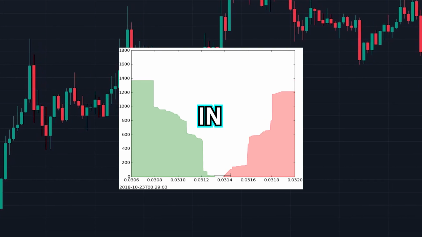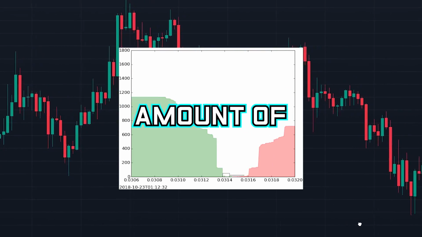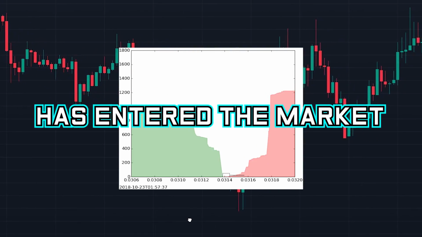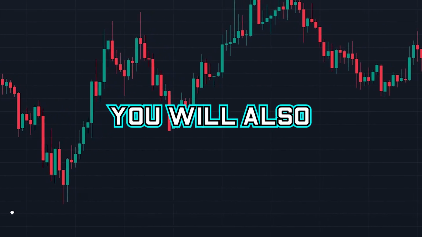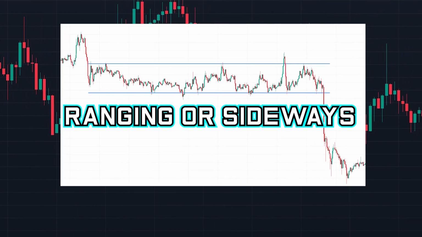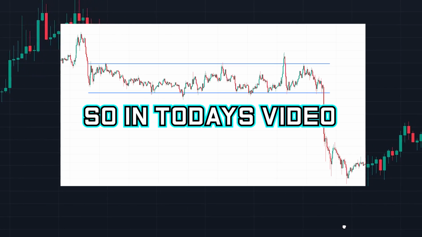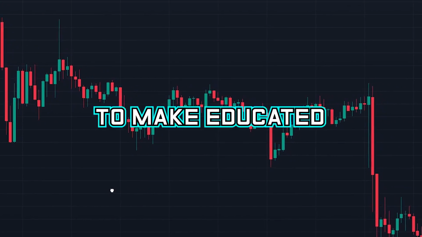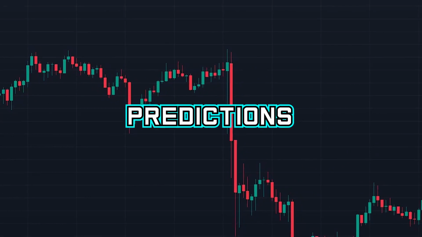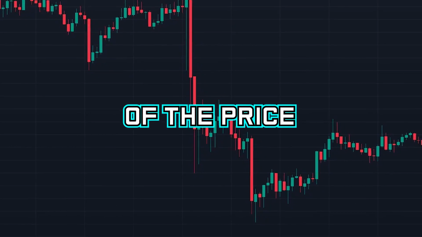Whenever there is a spike in buy orders, this means that an excessive amount of bullish volume has entered the market, thus pushing the price up. By knowing the amount of volume in the market, you will also be able to filter out ranging or sideways markets. So in today's video, we will be covering the top 3 volume indicators that allow you to make educated and accurate predictions of the future of the price.